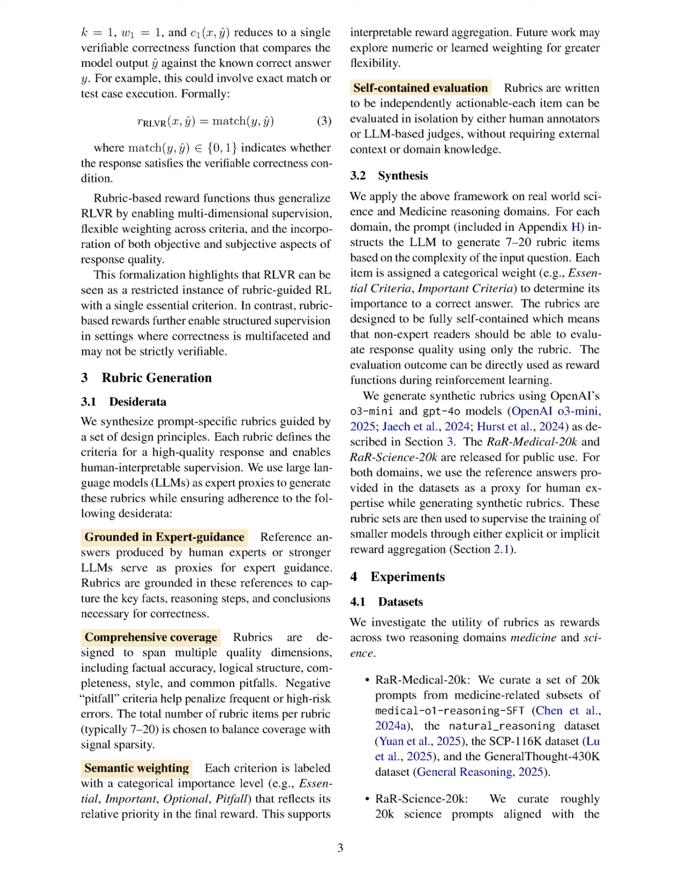Section: Datasets. In this section, we explore the effectiveness of using rubrics as rewards in two reasoning areas: medicine and science. For our medical dataset, RAR Medical 20K, we compile 20,000 prompts from various medical-related datasets. Similarly, for the science dataset, RAR Science 20K, we gather around 20,000 science prompts aligned with the GPQA Diamond benchmark.